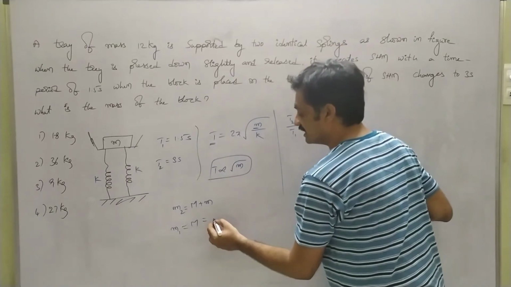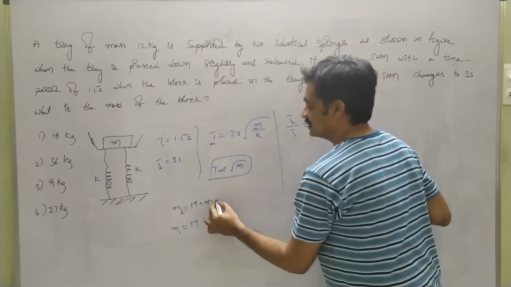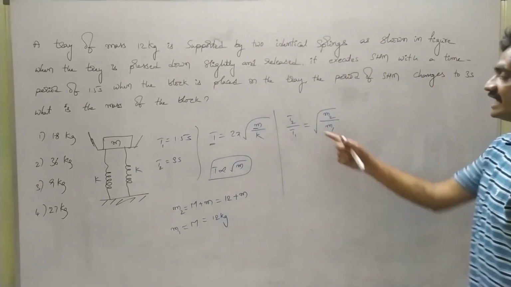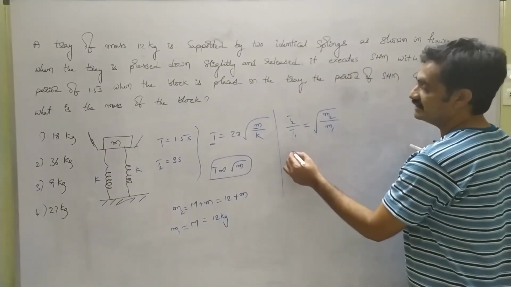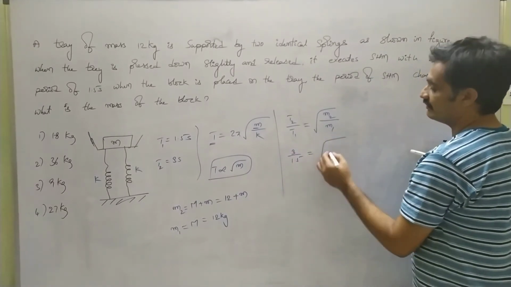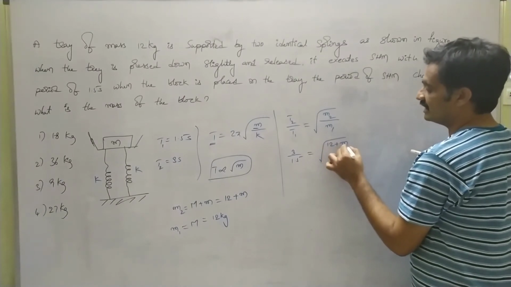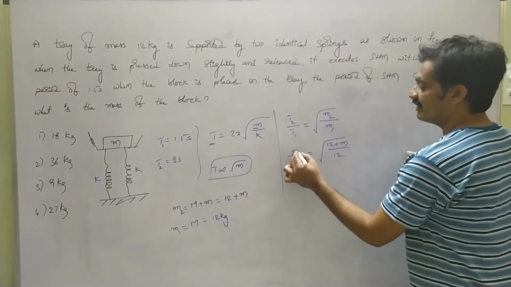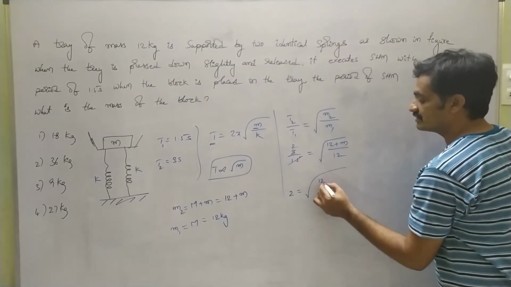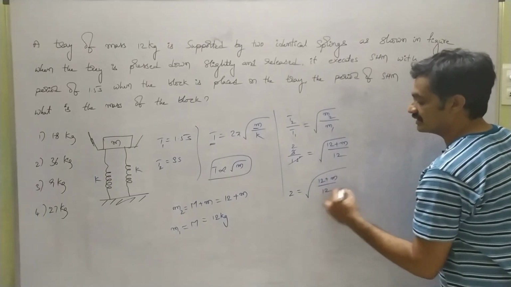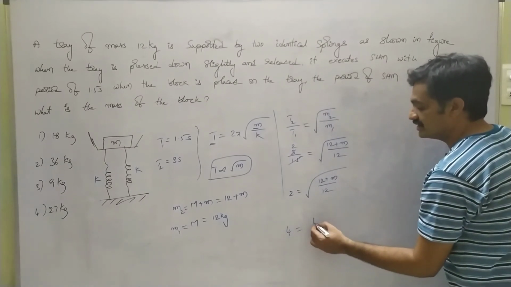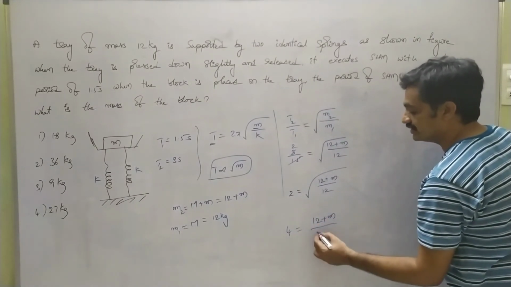We know that the mass of the tray is 12 kg. So in this case we can represent it as 12 plus small m. So as we substitute these values, here T2 is 3 seconds and T1 is 1.5, equal to under root of 12 plus small m by 12. 3 by 1.5, so we have 2 is equal to under root of 12 plus m by 12. Let us square this equation on both sides. As we square, we have 4 is equal to 12 plus m by 12.